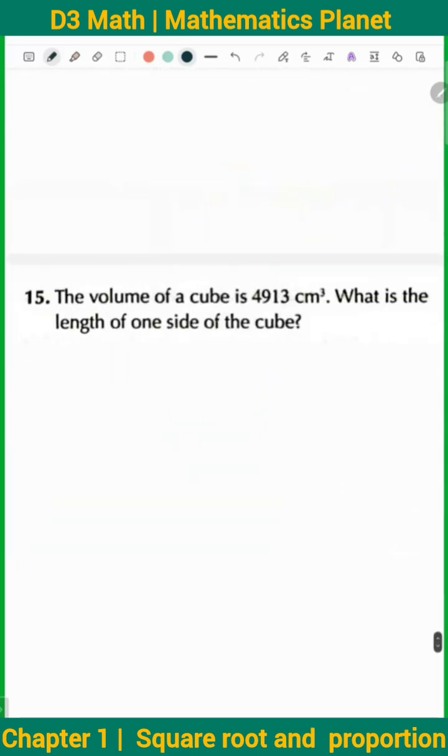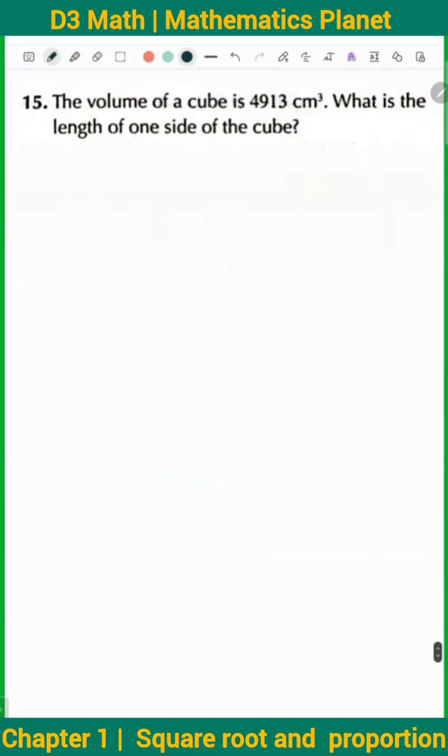Okay, volume of the cube is 4913 centimeter cubic. What is the length of one side of the cube? Volume of the cube is 4913. It means volume is equal to L cube. 17. So how did we get?